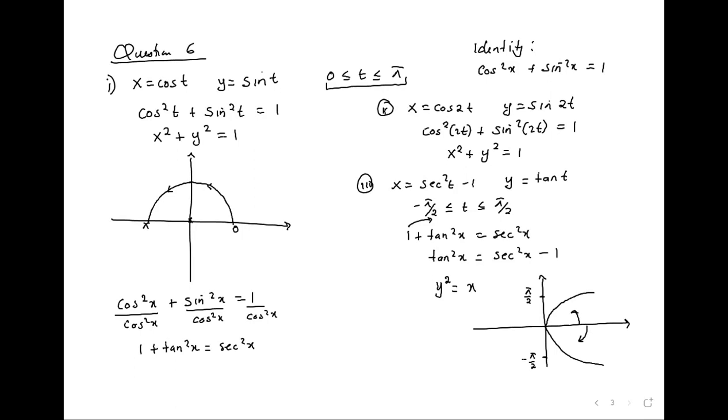So the question of parameters always depends on the identities that are there. So you don't have to forget the first identity.